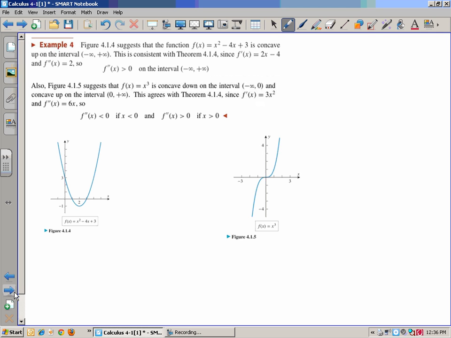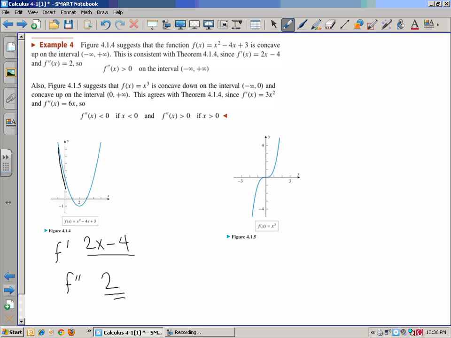So now when we come over here and we take a look at these, notice we want to take a look at the second derivative. So the first derivative of the first graph would be 2x minus 4. This is the same as example 1. The second derivative is 2. Well, 2 is positive always.